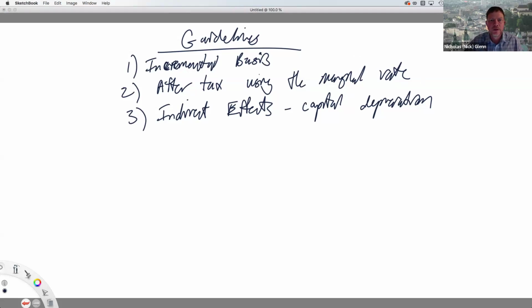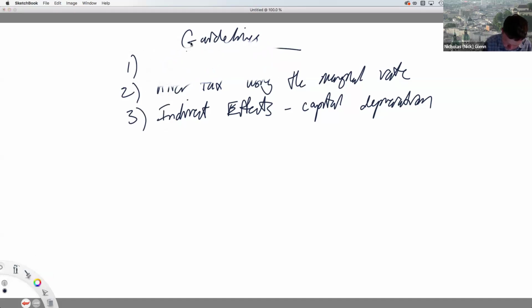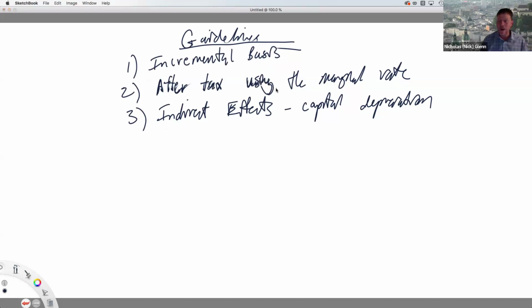Let's see here. We got a question, I think. Yeah, it's incremental, but it's on an incremental basis. Let me write this a little bit clearer. Incremental basis. Okay. And that's just saying each potential investment you're making, you gotta weigh them individually.